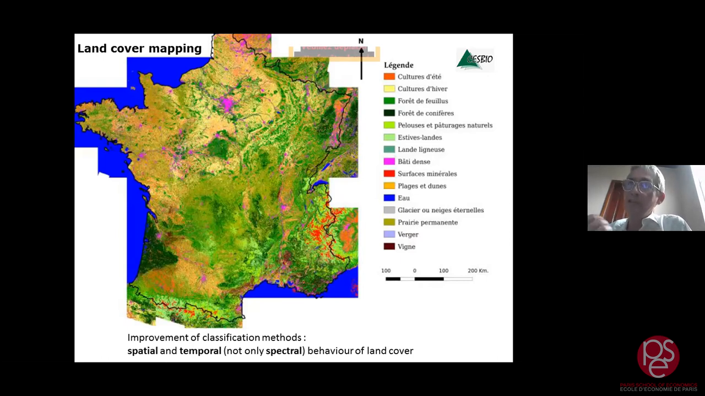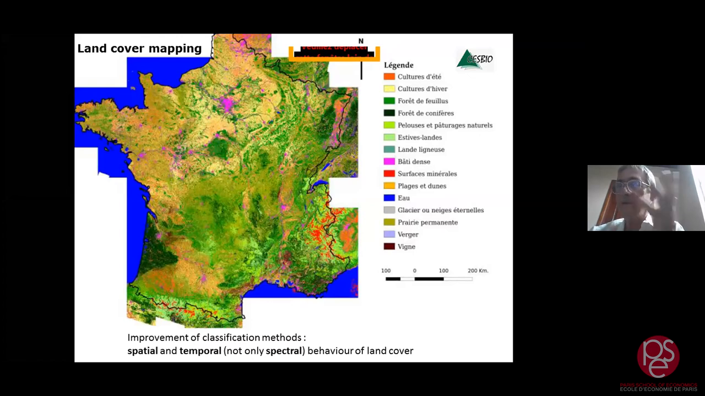What I wanted to show is that in this kind of work, there is very interesting information that most often is not used. There is research nowadays to try to integrate this information, which is the fact that land cover has not only a spectral behavior, but also a spatial and a temporal behavior. What do I mean by spatial behavior? Let me take an example. If I have a very large field of corn, 10 hectares of pure corn, and inside this field I have a few pixels identified as sunflower, I will think that this is an error.